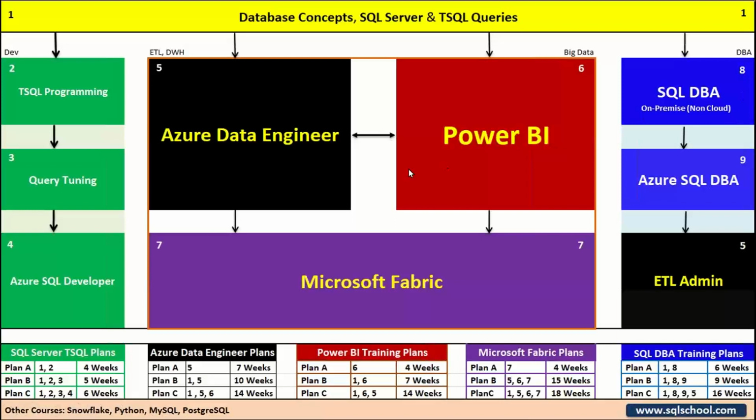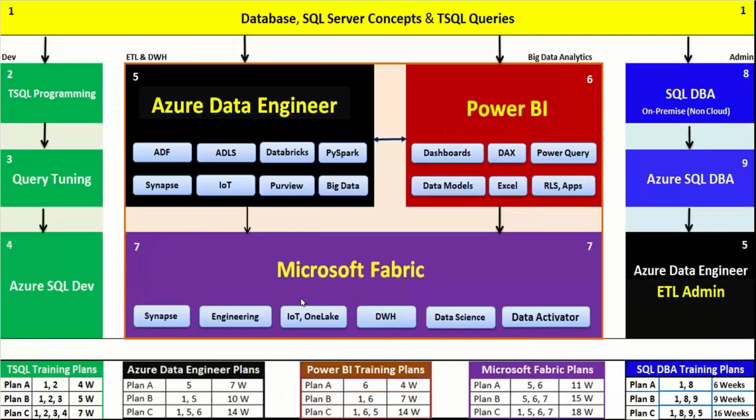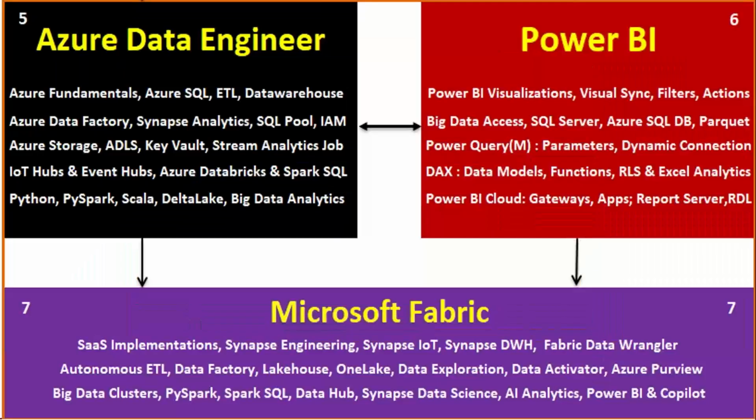So what actually does it include? Yes, we are into Synapse engineering, Synapse IoT, Synapse OneLake, Synapse warehouse, Synapse data science, and Data Activator activities. Data Activator is more into ETL monitoring, ingestion, orchestrations, etc. To step into 7 practically, we need to have knowledge of 5 and 6 to make it more clear and straight.